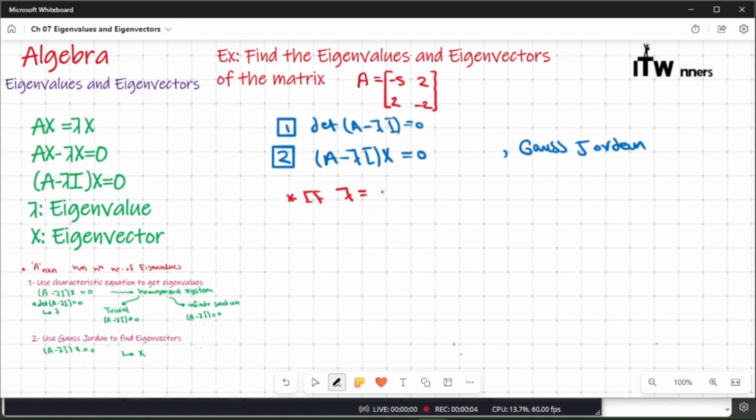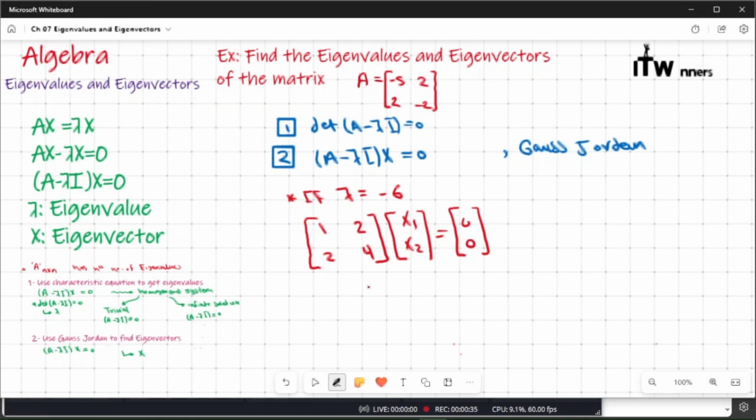Okay, again with lambda equal to negative 6. So we have this system: negative 5 minus negative 6. We have here 1, 2, 2, and here we have 4 and 2, x1 x2 equal to, let me write this as a vector, 0, 0, using Gauss Jordan.